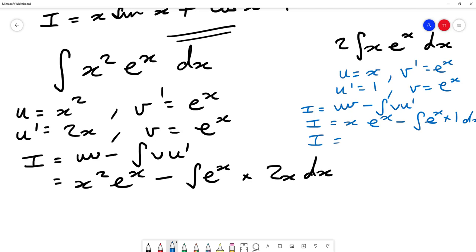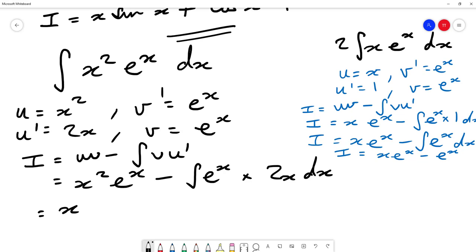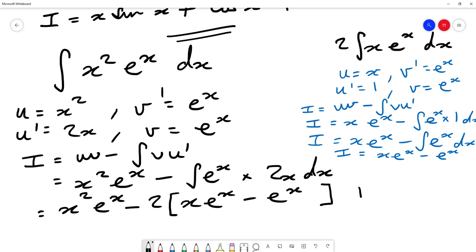So that gives me x e to the x minus the integral of e to the x dx. So I get I is x e to the x minus e to the x. So what happens is here we get the following: x squared e to the x minus, and don't forget we've got a 2 here, and then I'm going to replace the integral of x e to the x with what we have here, x e to the x minus e to the x, plus the arbitrary constant.